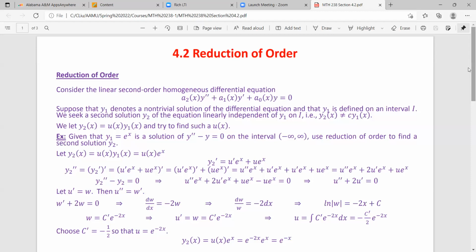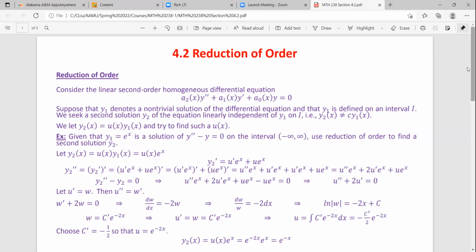Okay, so let's just consider the linear second order homogeneous differential equation a2(x) y double prime plus a1(x) y prime plus a0(x) times y equals 0. This is a homogeneous differential equation because the right-hand side is 0. So suppose that y1 denotes a non-trivial solution of the differential equation. We know we always have a trivial solution of y equals 0, the constant function, but we're not interested in that. So y1 is not trivial.